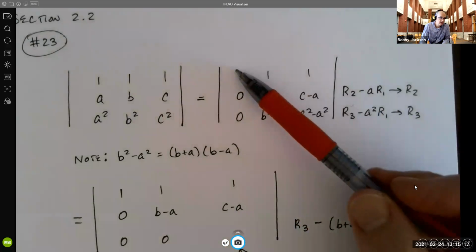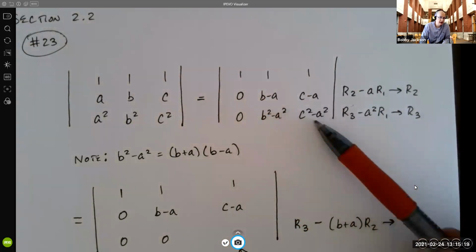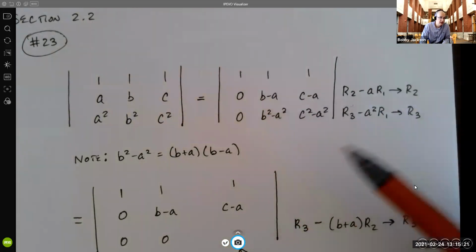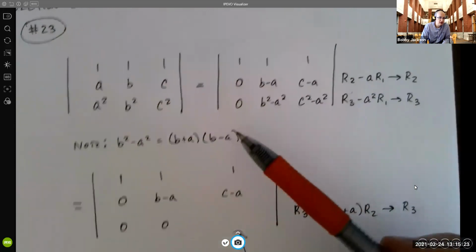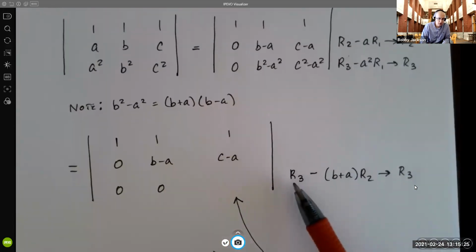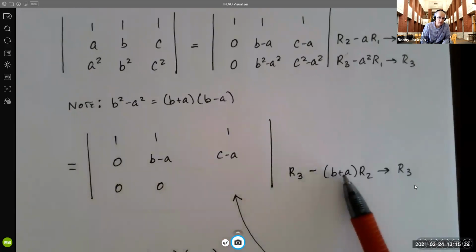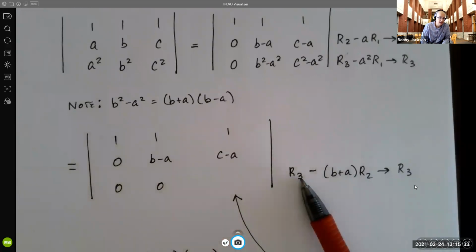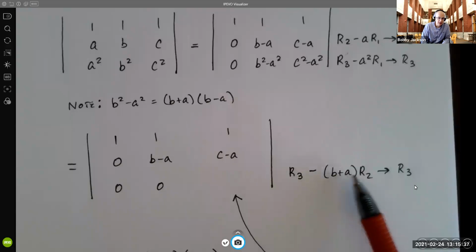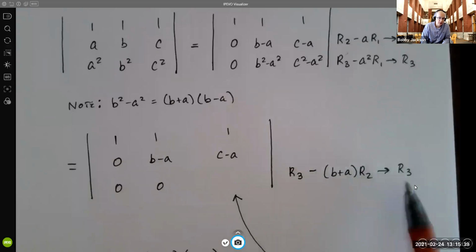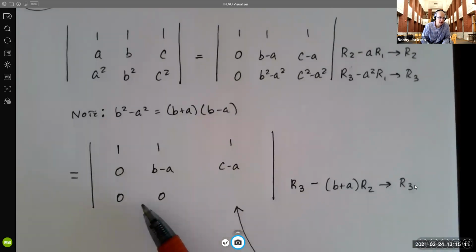Remember, the determinant of a triangular matrix is the product of the main diagonal entries. And that's what I want to do. So I'm actually going to add a multiple of row 2 to row 3. I'm going to add negative the quantity B plus A times row 2 to row 3. Same thing as to subtract the quantity B plus A times row 2 from row 3 and replace row 3 with that result.